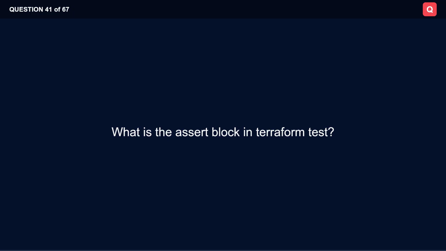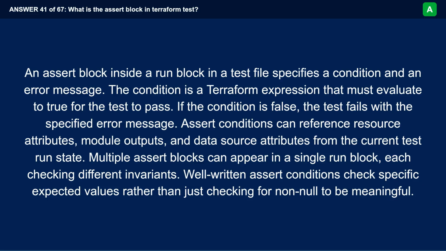What is the assert block in Terraform test? An assert block inside a run block in a test file specifies a condition and an error message. The condition is a Terraform expression that must evaluate to true for the test to pass. If the condition is false, the test fails with the specified error message. Assert conditions can reference resource attributes, module outputs, and data source attributes from the current test run state. Multiple assert blocks can appear in a single run block, each checking different invariants. Well-written assert conditions check specific expected values rather than just checking for non-null to be meaningful.